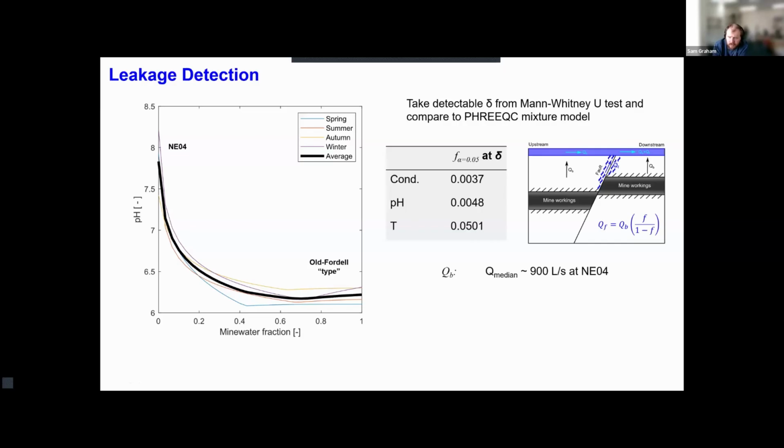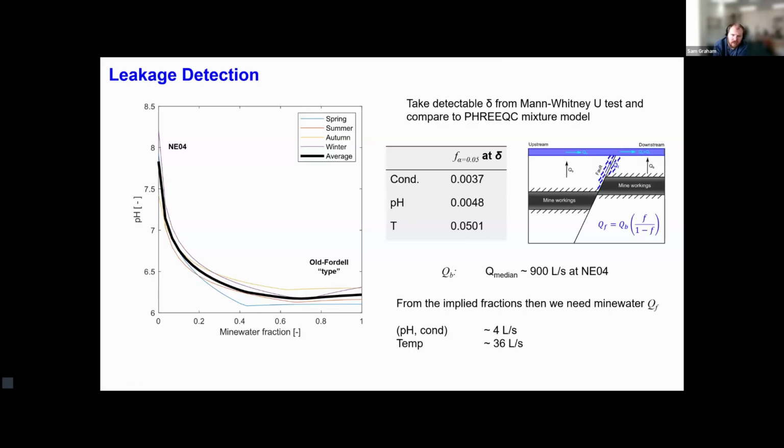So if we do this for nominal median flow, we can work out how much mine water we would need to leak for us to potentially find that something's gone wrong. And we find for pH and conductivity, we can get sensitivity of about 4 litres a second up the fault would be enough on a prolonged basis to detect that, whereas you'd need potentially 10 times that for the thermal breakthrough to be detected using that as a proxy.